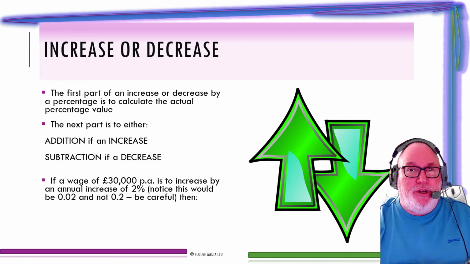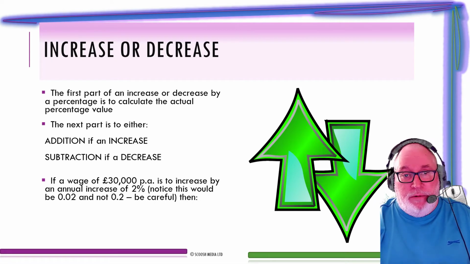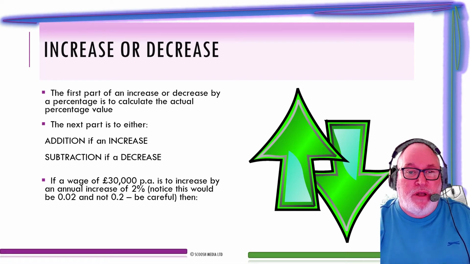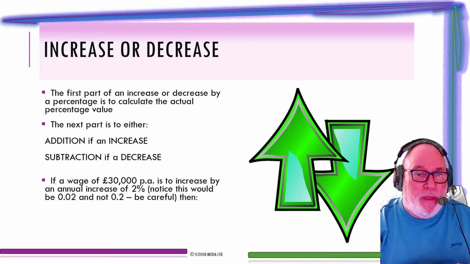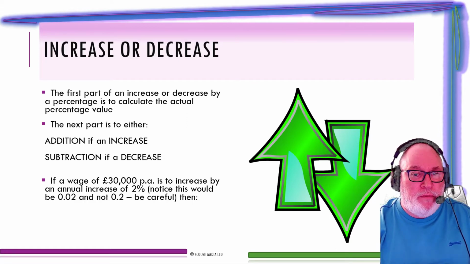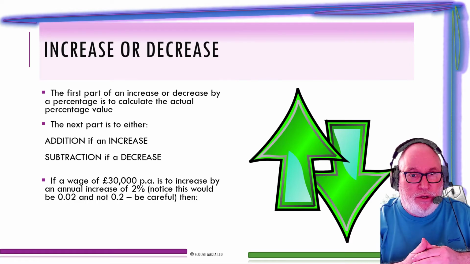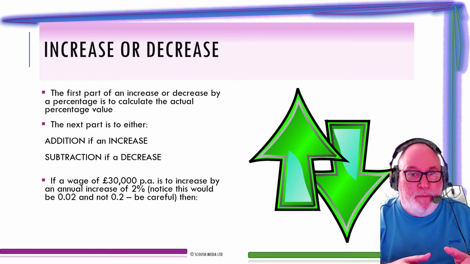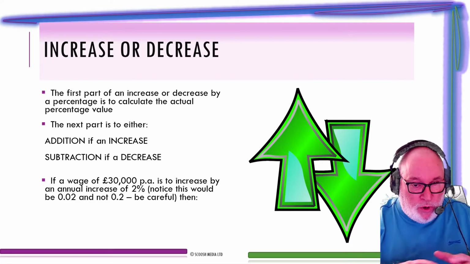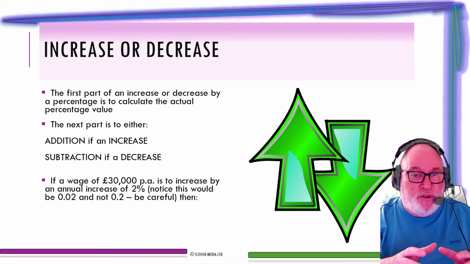Say somebody has a wage and is lucky enough to be earning 30,000 per annum. In dollars it's still pretty good, euros possibly slightly better, but it depends on the rate. It doesn't matter about the currency. We're going to say an annual increase of 2%. If they're getting that increase, the first thing we have to do is think about what the increase is and then add it on. The original amount is £30,000 per annum. It doesn't matter what the units are. It's 30,000 of something, multiplied by 2%.